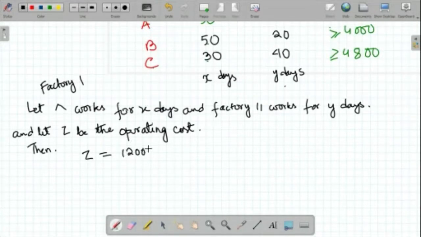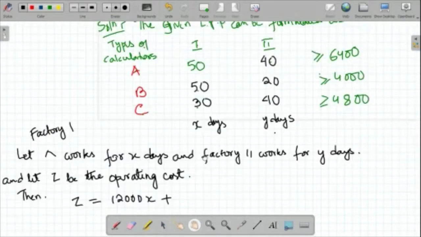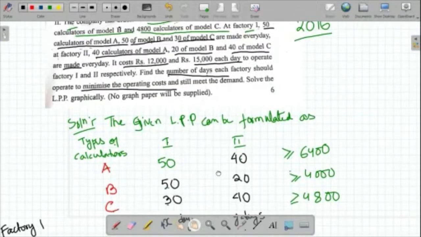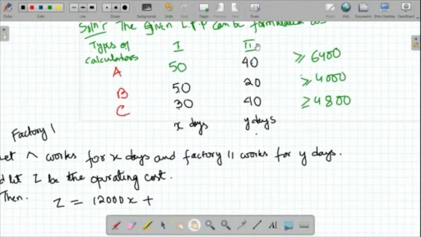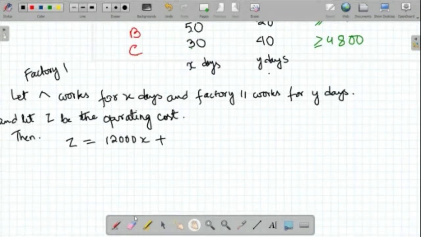It was 12,000 times X plus. Similarly, factory 2, how much is the cost? 15,000 per day. The 15,000 works for how many days? Y days. So it will be 15,000 times Y, right? So Z, this is the operating cost, right? So that will be this.